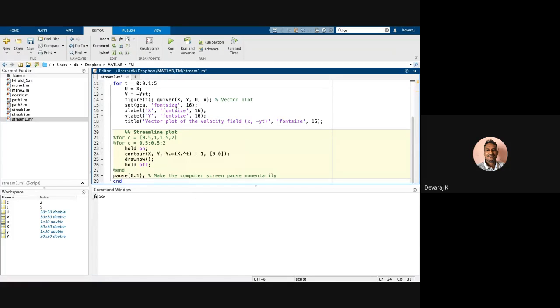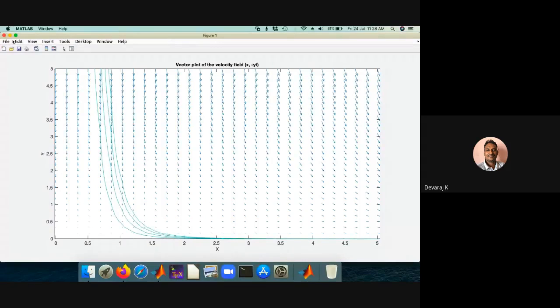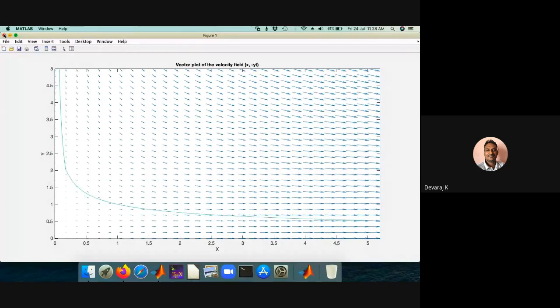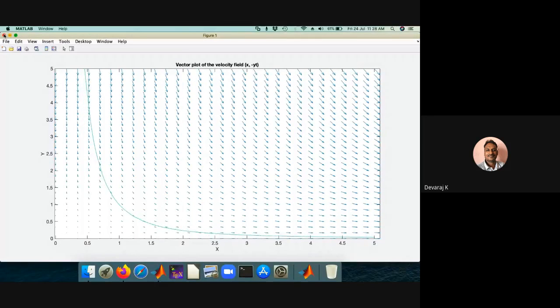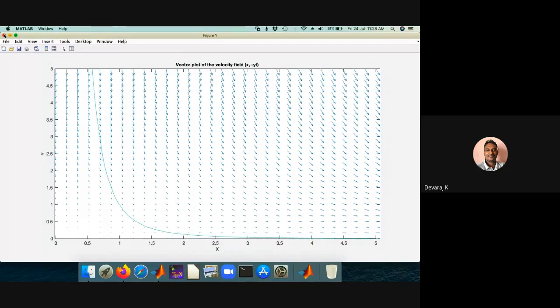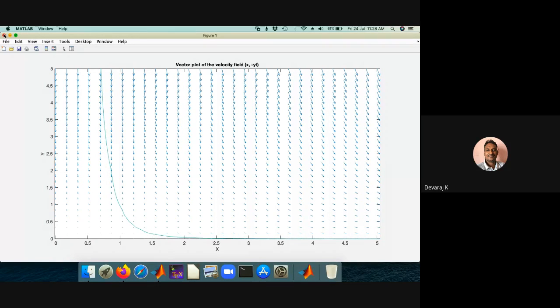Now if I try to run this, yeah, you can see it's a single streamline. So the single streamline equation is y x t minus 1. So depending upon your x and y values, I'll be able to get the similar plot. So now the plot has converged.